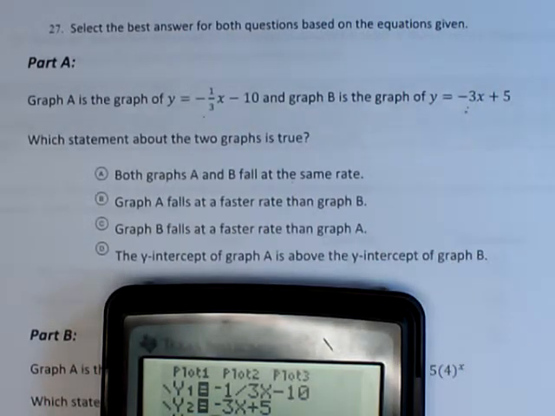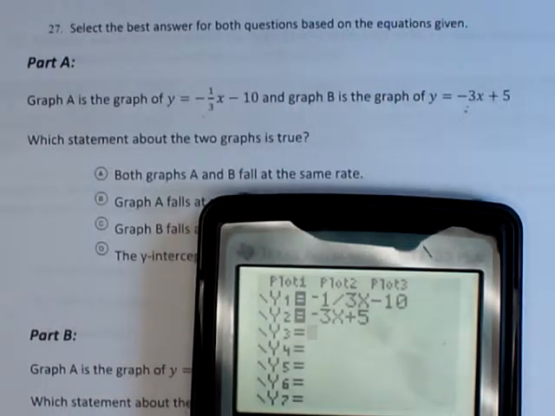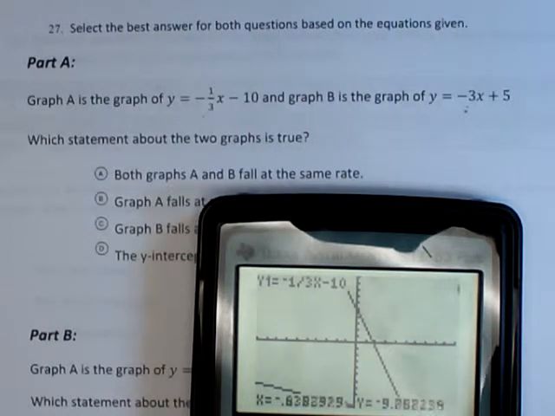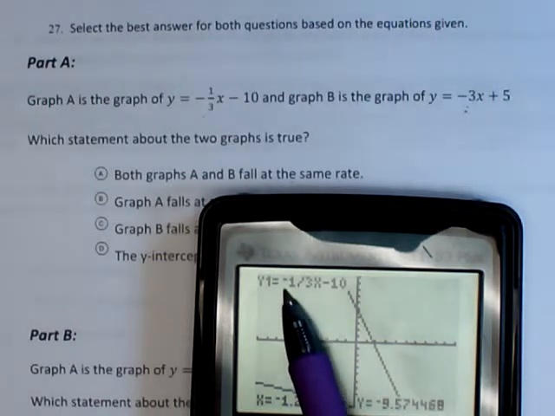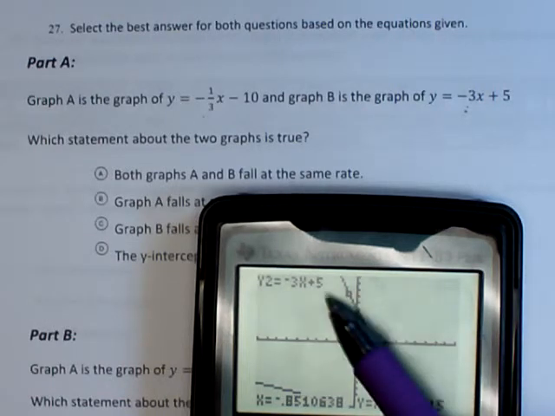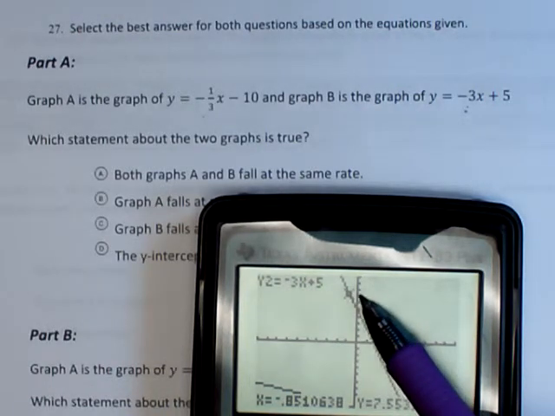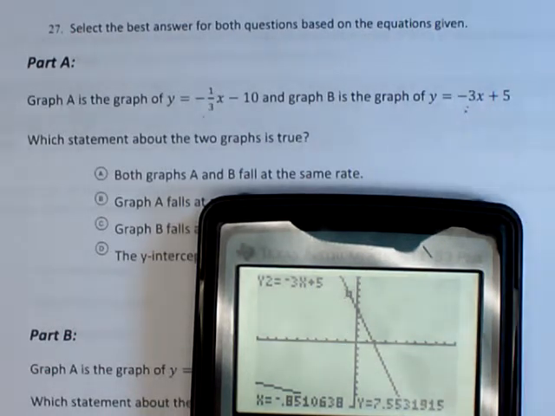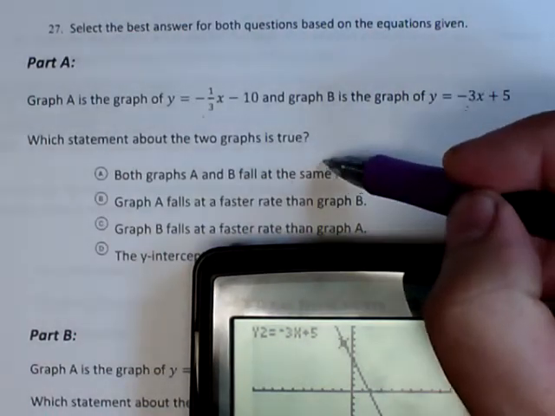It will probably help to take a look at these graphs. So I've graphed these here. And if you don't know which one is which, again, you can use your trace button. It shows you right now I'm moving along down here. I'm on y equals minus 1/3 x minus 10. If I hit the up arrow, I go up to the other function. So we can see which one's falling at a faster rate. That's graph B. So they don't fall at the same rate.